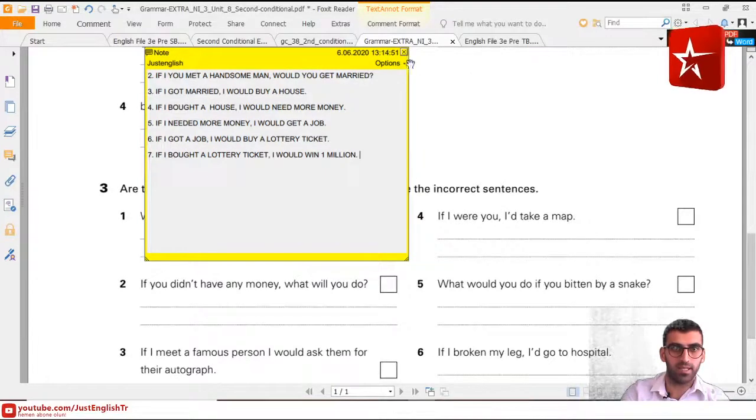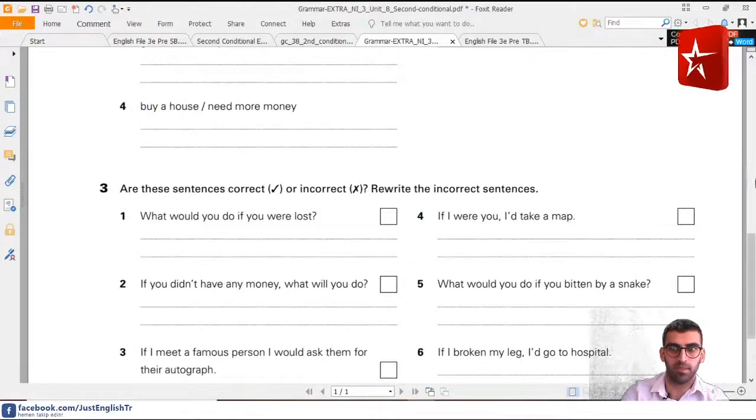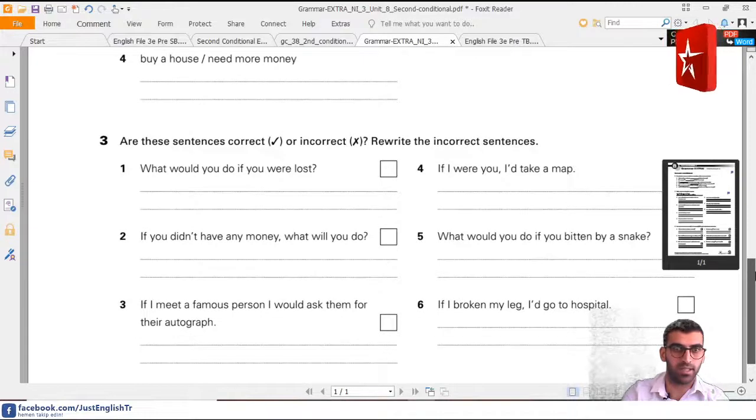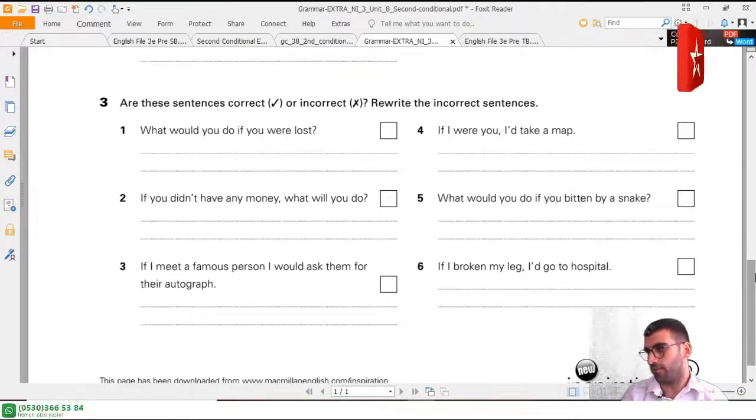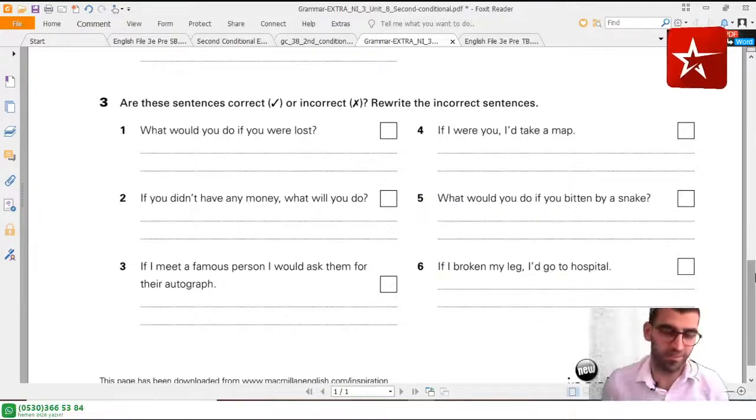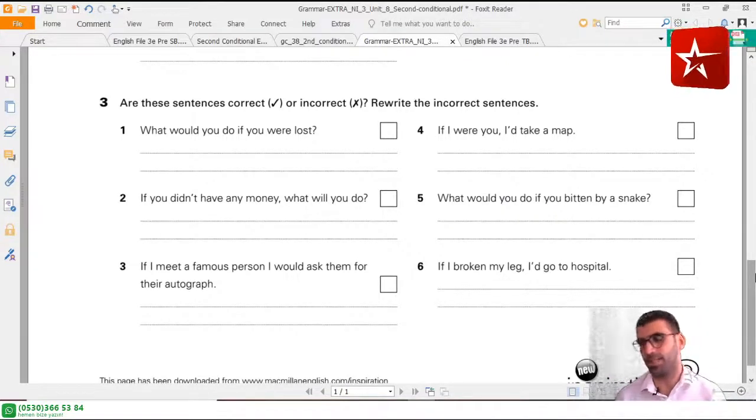All right, and the last one, exercise number 3. We have to check if the sentence is correct or incorrect. Rewrite the incorrect sentences. I want to believe. Aslı says, I want to believe. Maybe you would win 1 million pound sterling or 1 million Turkish liras.